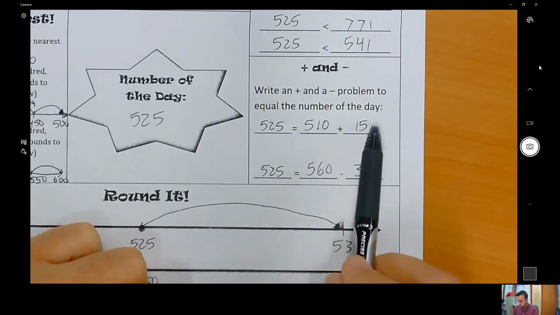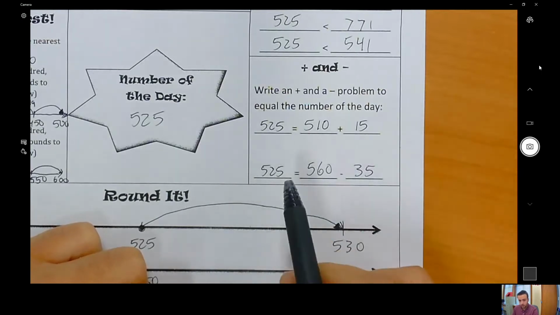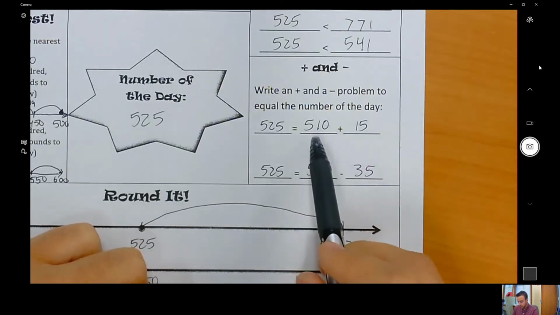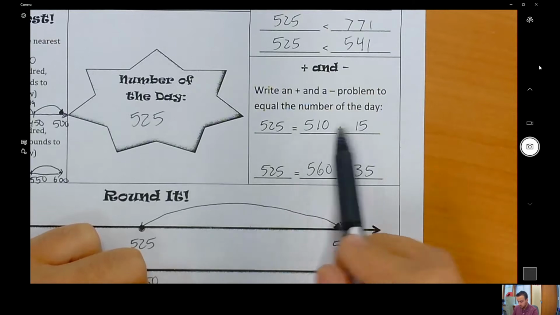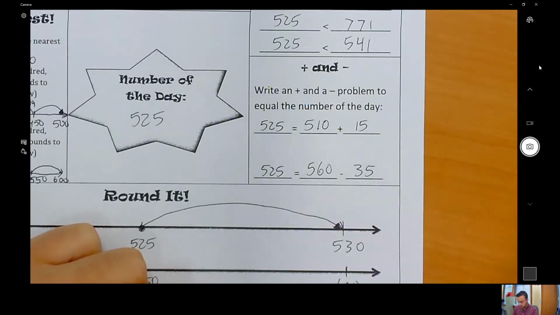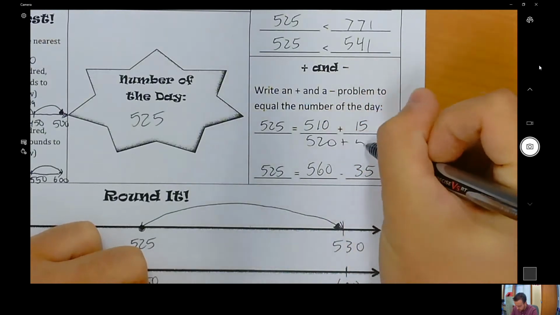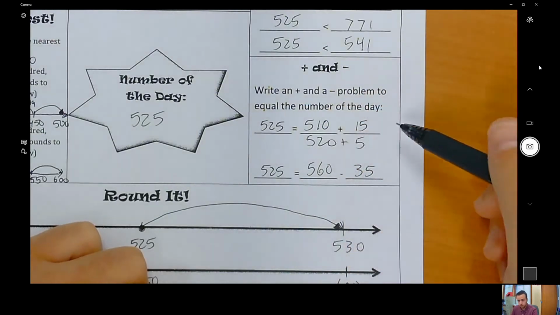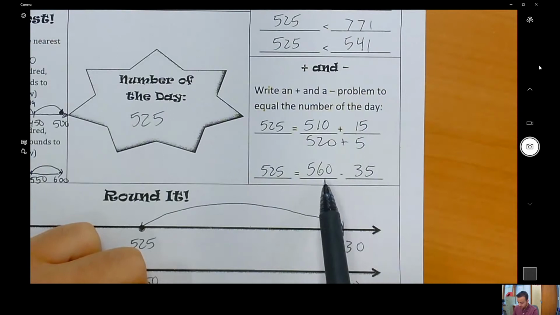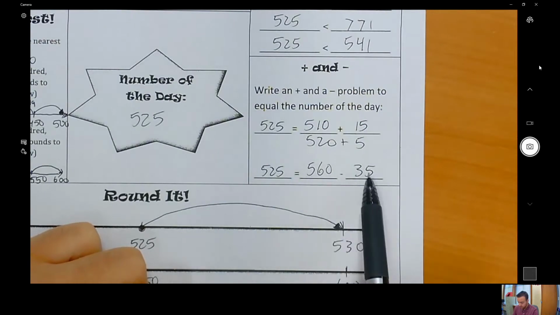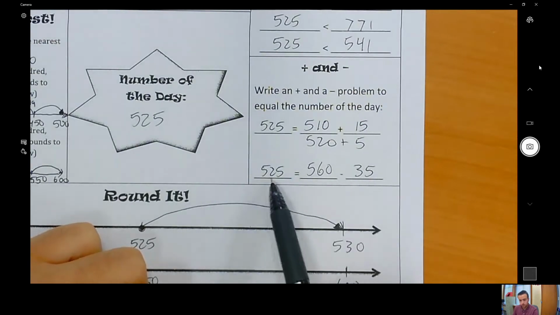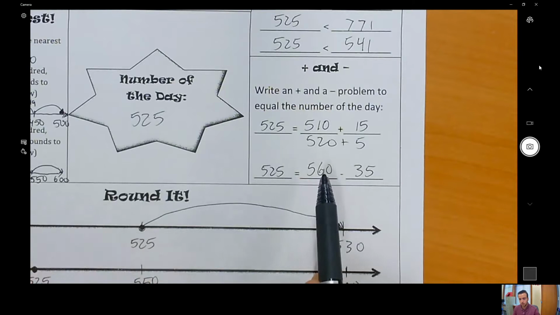They are two random numbers. They could be any two numbers that you can think of, but they need to add up to it. So 510 plus 15 is 525. You could also say 520 plus 5. Same thing over here. You'll have a number subtracting another number to equal 525, and it's your job to come up with two numbers that do that.